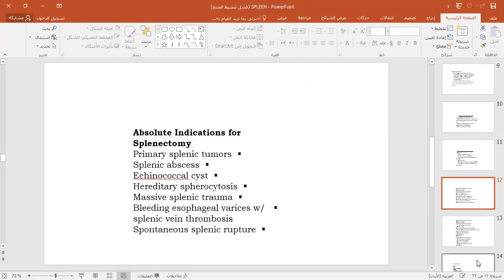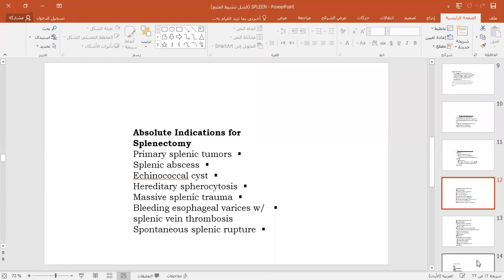What are the absolute indications for splenectomy? Very important. You should know when we do splenectomy. The first one is primary splenic tumor. Second one is splenic abscess. Then echinococcus cyst, hydatid cyst. As we said, it is usually rare for hydatid cyst to occur in the spleen.